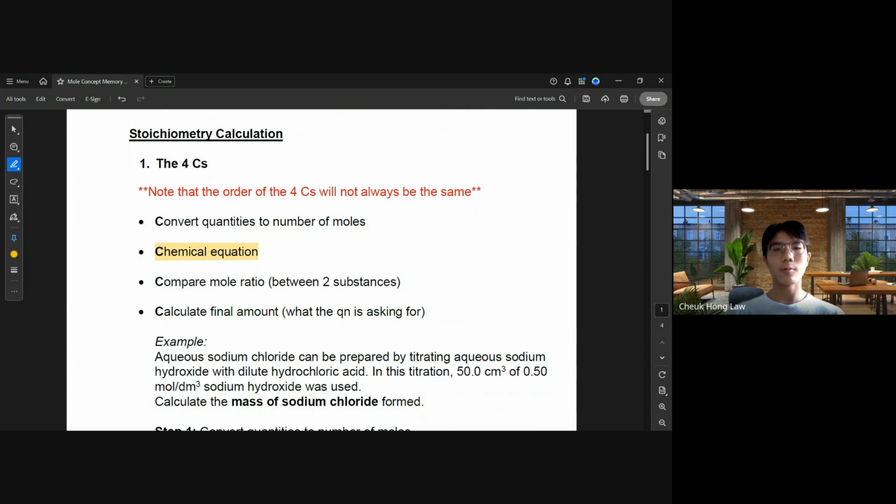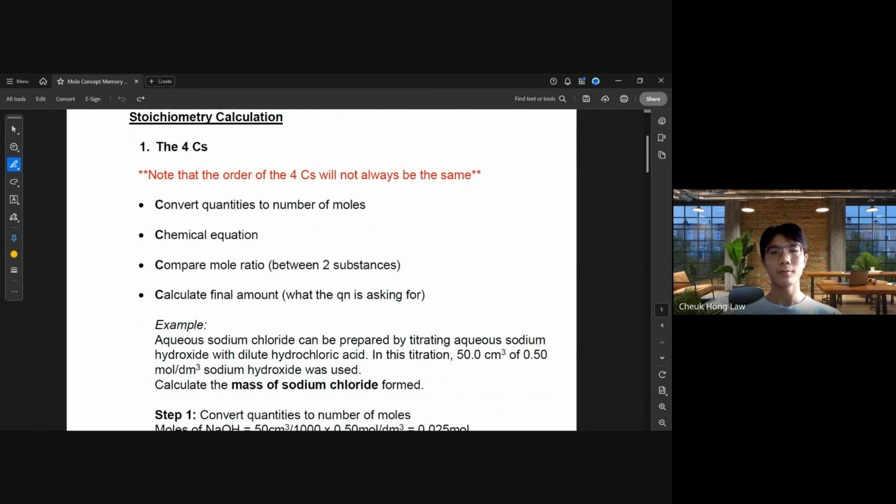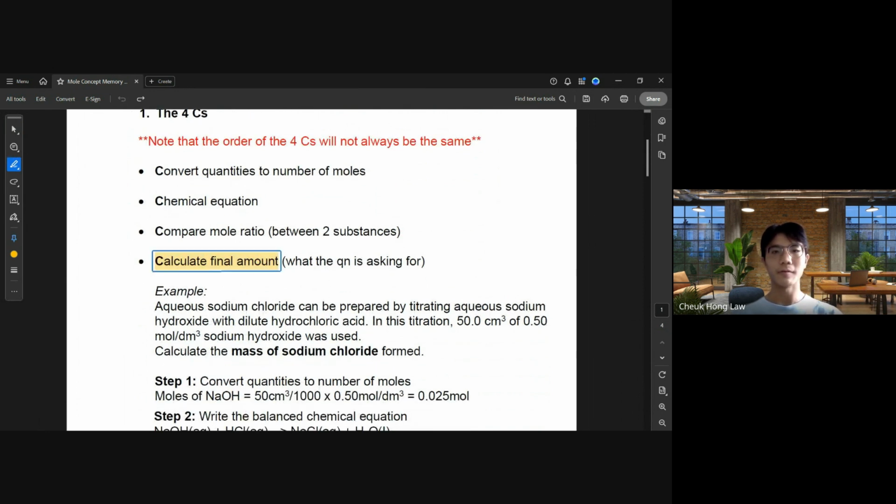The reason why you want to write the chemical equation is so that you can compare the mole ratio between two substances. If you don't understand this right now, you'll understand once I get into the example. And then finally, calculate the final amount, which is what the question is asking for. If the question asks, calculate the mass of sodium chloride, then you calculate the mass of sodium chloride. If it asks for the volume of hydrogen, then you calculate the volume of hydrogen. So these are the 4 steps. In most cases, you'll follow this order.